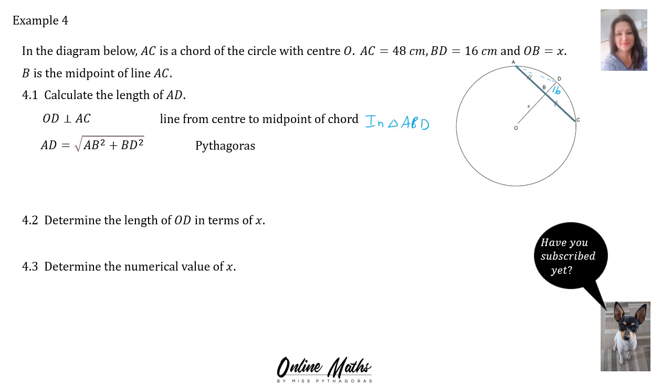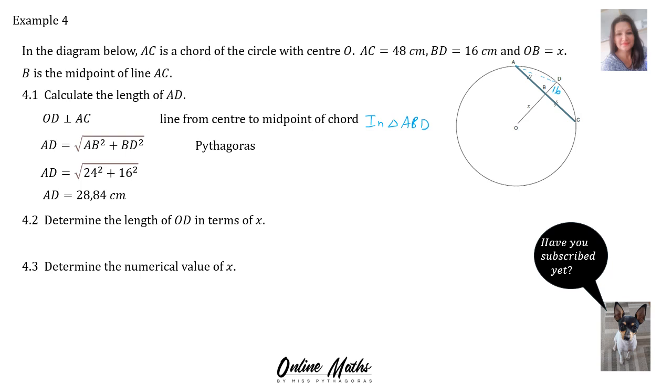But what I did was I said take the square root of AB squared plus BD squared so that I can get rid of the square on AD. And then I can start substituting all my values. AB is then 24 because the whole of AC was 48 and AB was half of AC. And BD was 16, that was given. So you work it out, you find AD is 28,84.